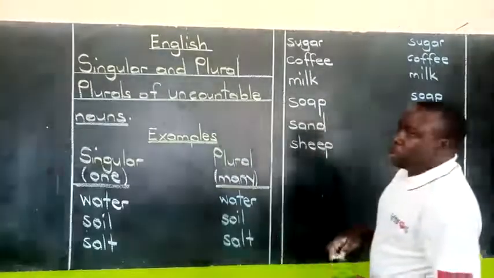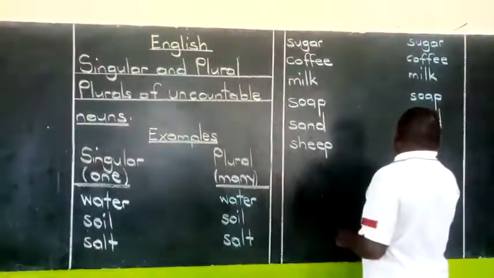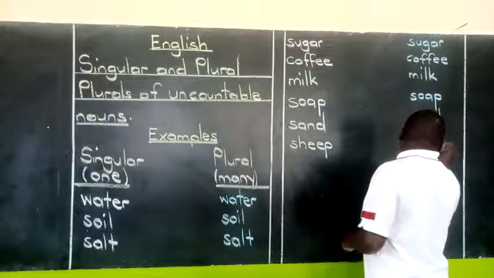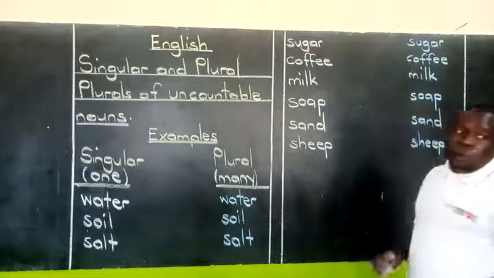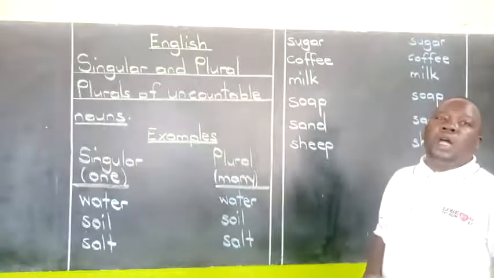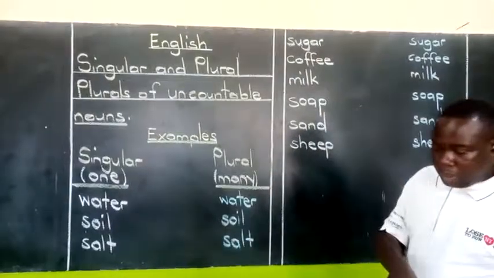Sheep, we don't count it as 1 sheep, 2 sheep, but it remains as sheep. It has no plural form. Even if you have 100, you say, I have 100 sheep, not 100 sheeps.